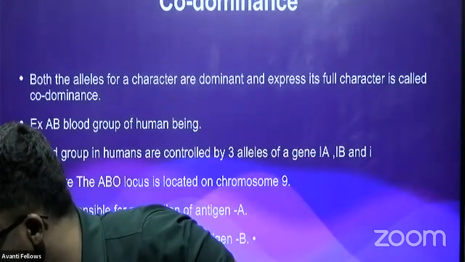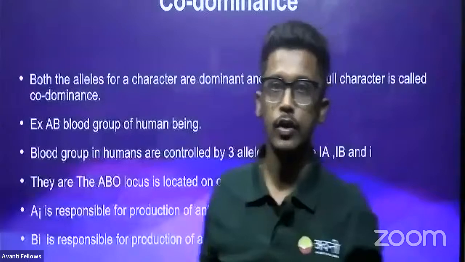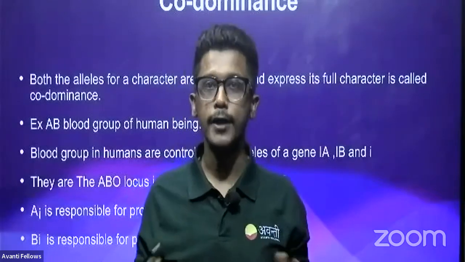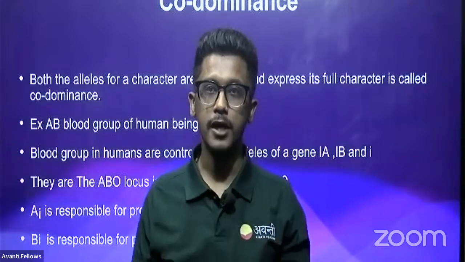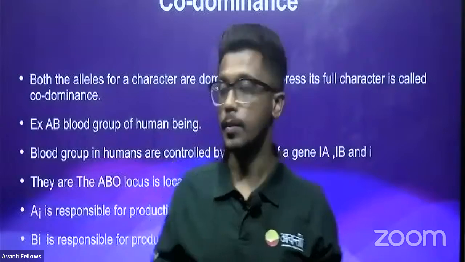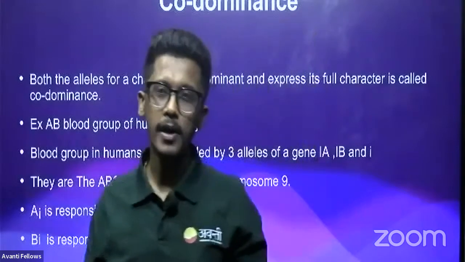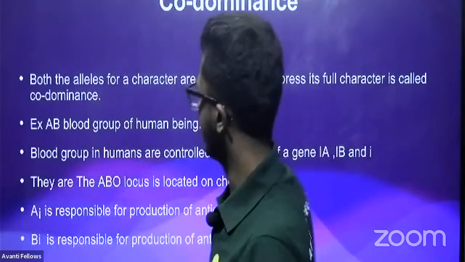Okay. So now we'll start with where we left off. In the last class, we stopped at incomplete dominance, and the next part of non-Mendelian genetics with respect to inheritance of one gene would be codominance. The example for the codominant condition that we are going to take is human blood grouping.